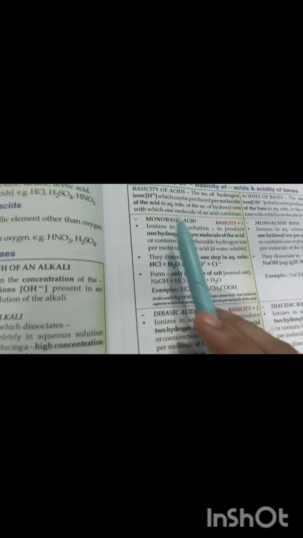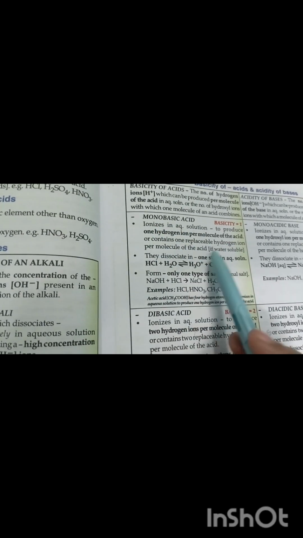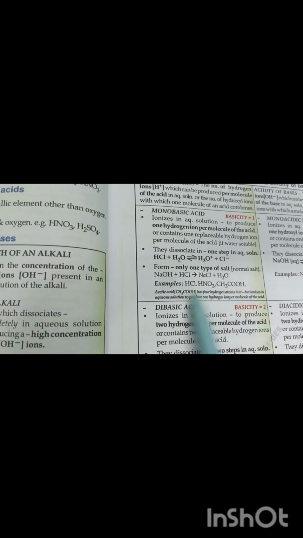Okay. Now here it is written: a monobasic acid ionizes in aqueous solution to produce one hydrogen ion. HCl is a monobasic acid, right. And here also, monoacidic base. NaOH is a monoacidic base. It is releasing only one hydroxyl ion, and other examples include NaOH, KOH, NH4OH, that is sodium hydroxide, lithium hydroxide as well, potassium hydroxide, ammonium hydroxide, right.